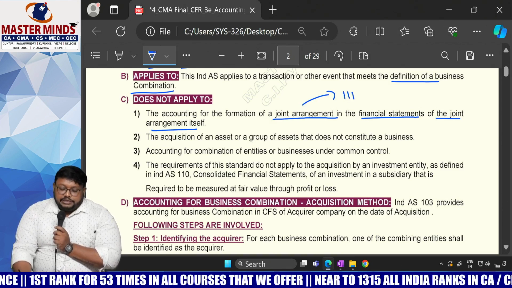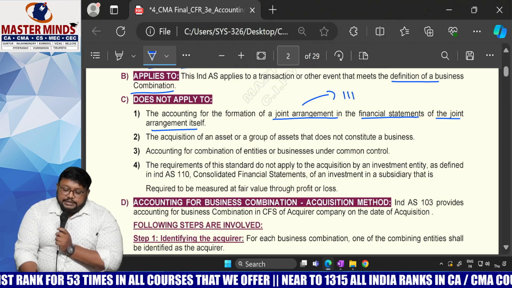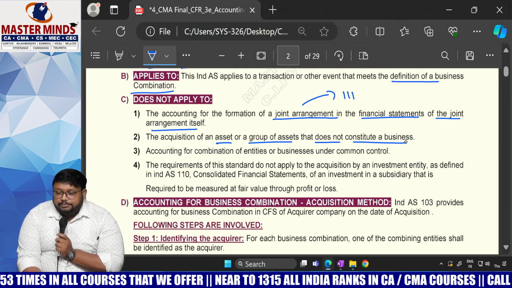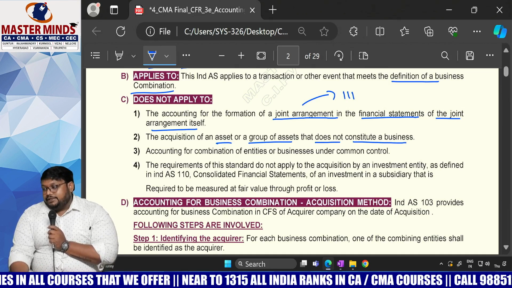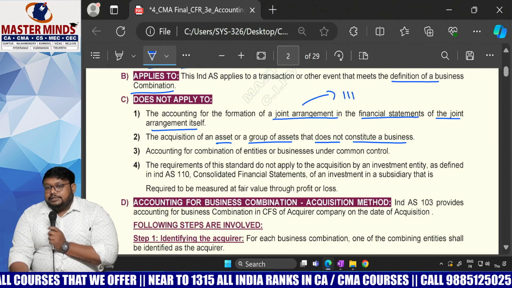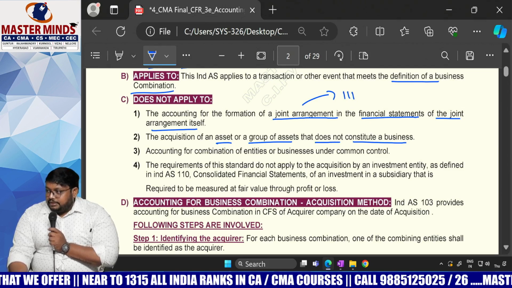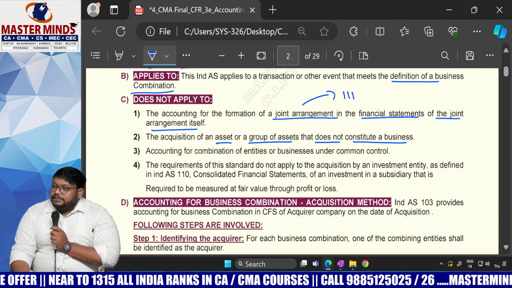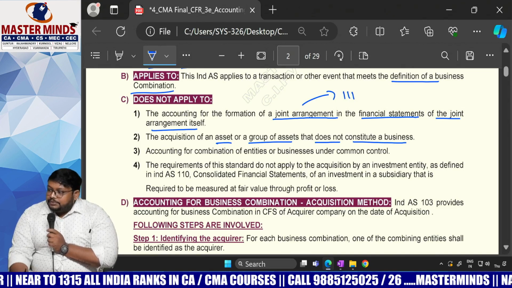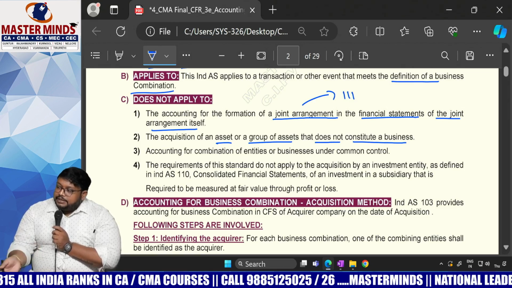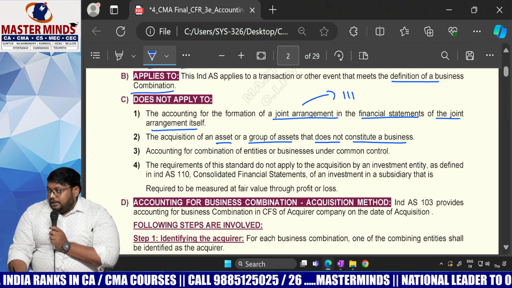Okay. Next one, the acquisition of an asset or group of assets that does not constitute a business. So there is no business. If there is no business, this standard will not apply. The acquired company is not having any business. So if you acquire such a company, Ind AS 103 will not apply. This is only for business combination. If the business is there, then only this standard will apply.